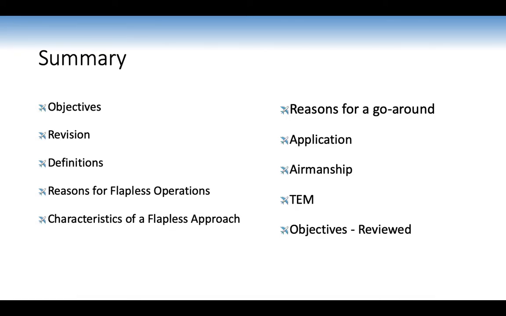In terms of summary, we'll look at the objectives for this brief, for both flapless and go-arounds. We looked at revision from our stalling and circuit brief. We looked at definitions such as landing climb performance and a go-around. We looked at the reasons for a flapless approach, and I'll ask you questions. The characteristics of a flapless approach, what we'll see, the reasons for go-around, and then the application: how to do a go-around, how to do a flapless landing, the light signals, and what the radio calls will look like. The airmanship and threat management considerations: make sure you watch out for traffic, have a good listening watch, look out for weather, and make the good command decision to go around if you need to.